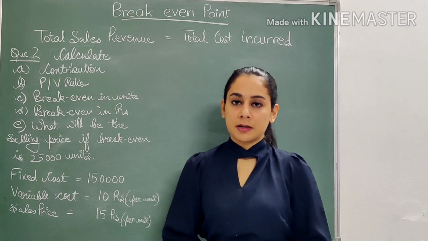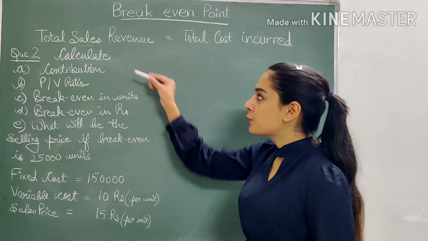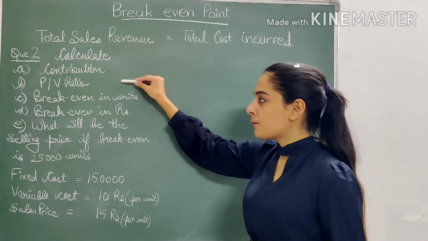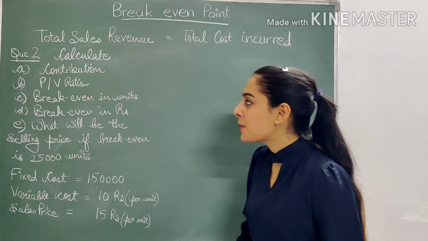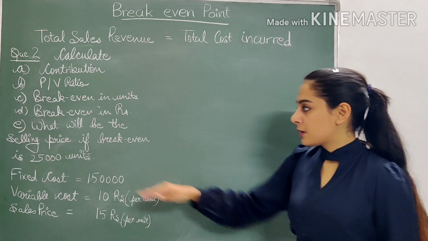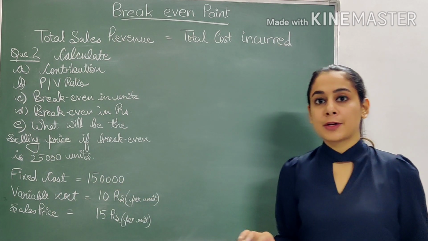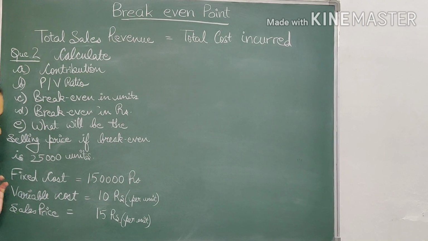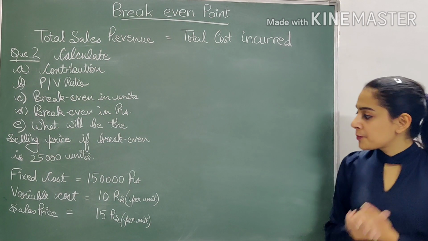So let's try another practical problem which is a little more vast than the previous one. So here we have to calculate A part contribution, next profit volume ratio, next is break even in units, next is break even in rupees, and the last part is what will be the selling price if break even is 25,000 units. This is what we are going to later on understand what its meaning is. Next, fixed cost is given to us as 1,50,000 rupees. Next is variable cost, which is 10 rupees per unit. Next is the sales price, which is rupees 15 per unit.